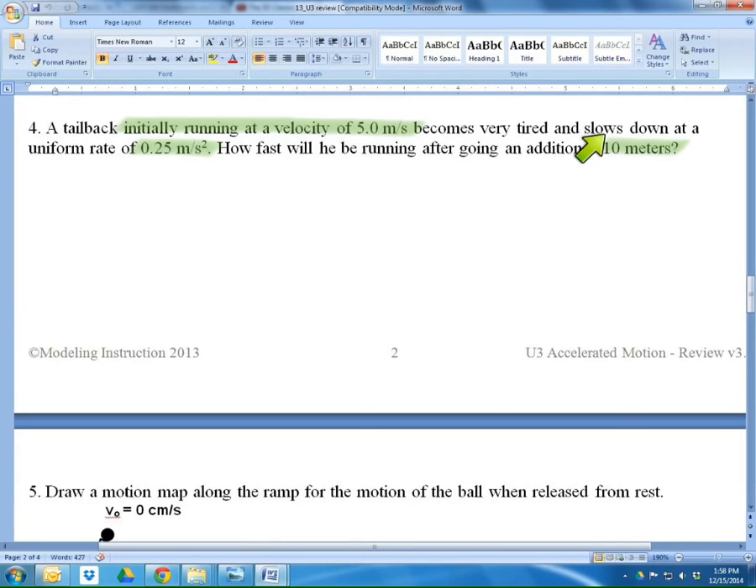And it's actually right here. It says slows down. Okay? That becomes really important a little bit later. We'll talk about it in a second. So, a tailback initially running at a velocity of 5.0 meters per second.